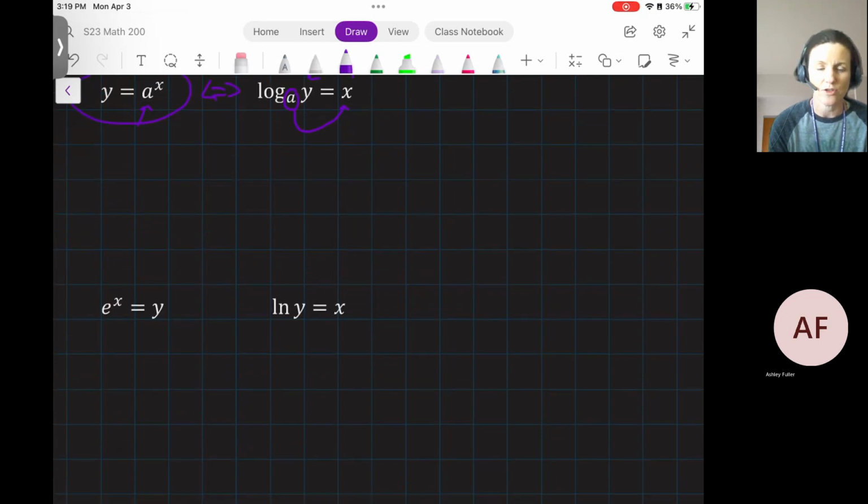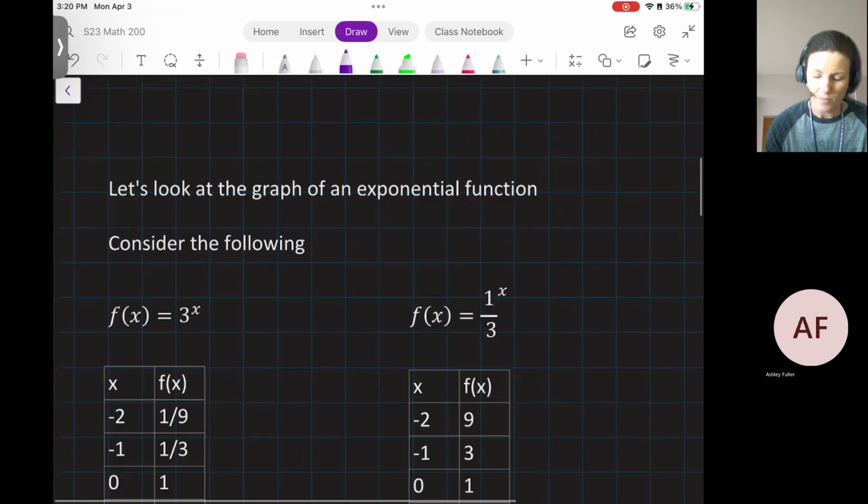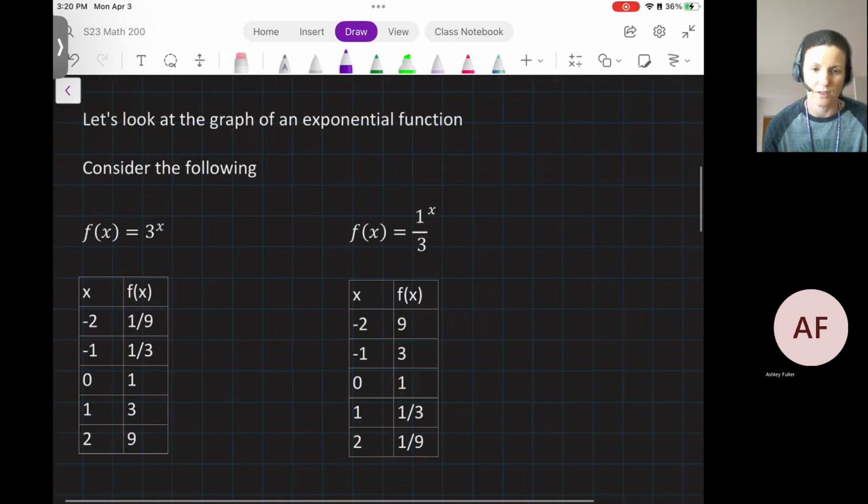I like to remember that it's a base a raised to the power of x equals y. The same occurs with the special number e. When we take a natural log, we assume the base is e, and again, in this case, e is raised to the x power, which is equal to y.